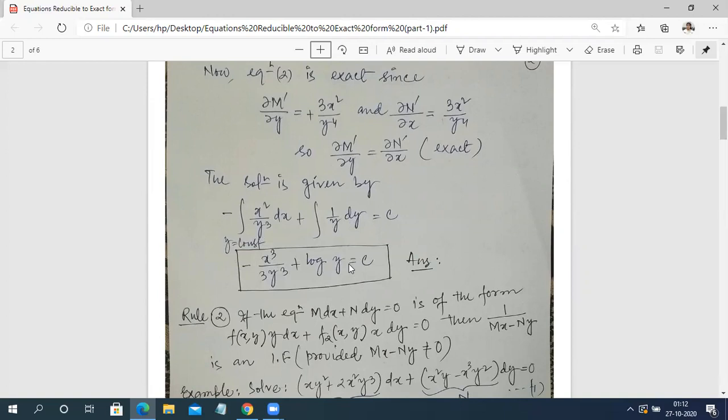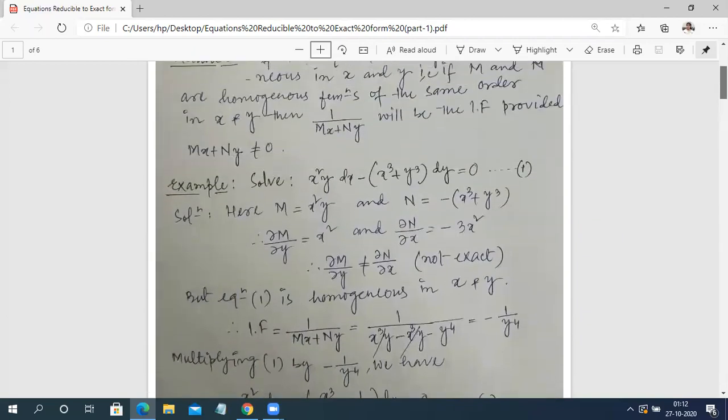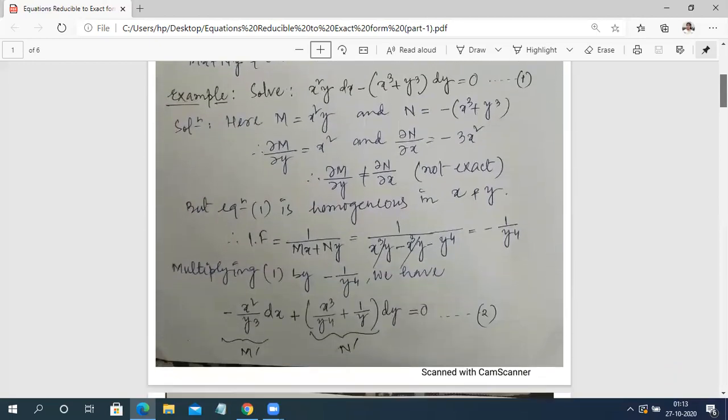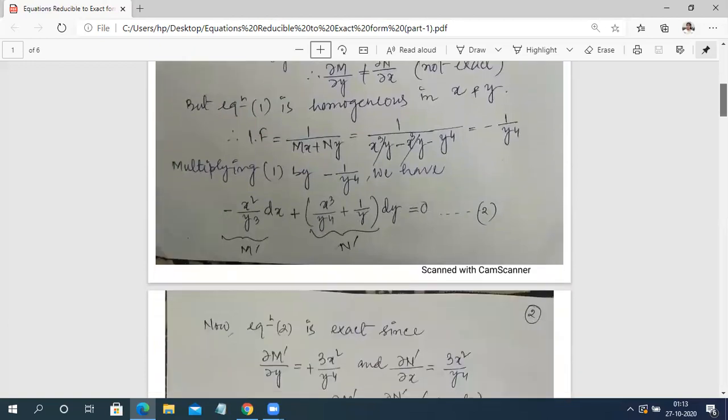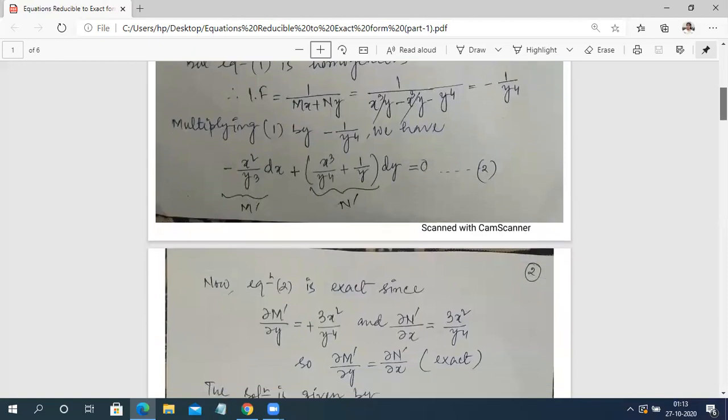non-exact differential equation. So if the equation M dx plus N dy is homogeneous in x and y, then 1 upon Mx plus Ny will be the integrating factor. So this way we can solve any non-exact differential equation by multiplying that equation with the integrating factor, and that integrating factor is 1 upon Mx plus Ny.